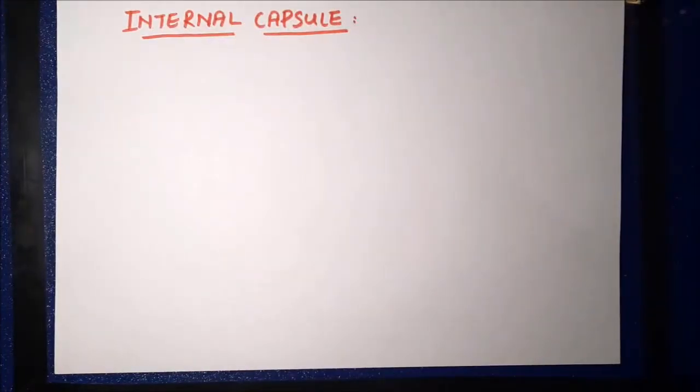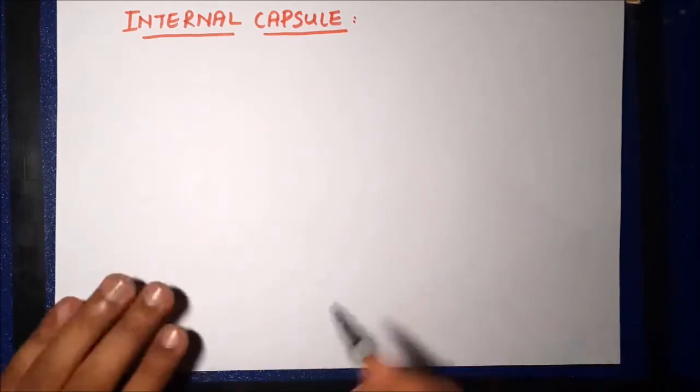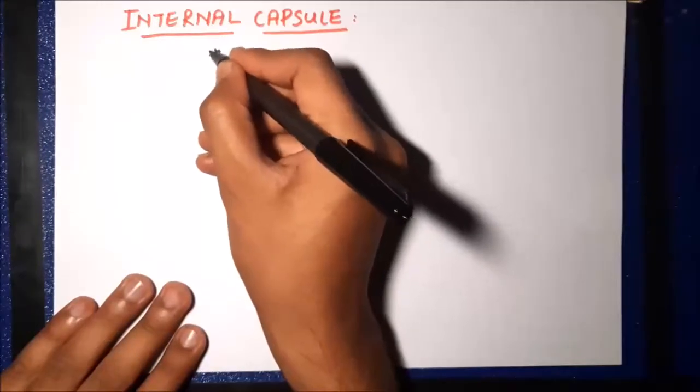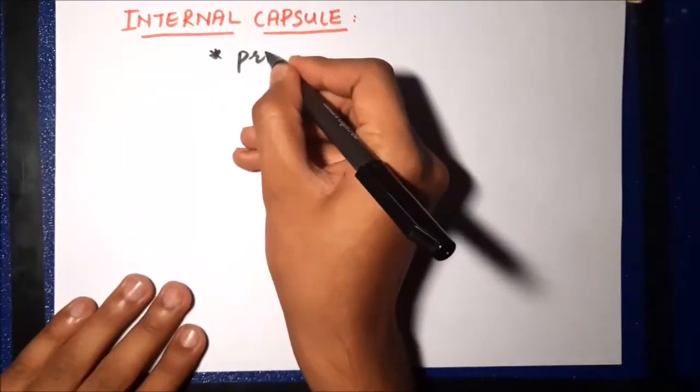In this section, we are going to discuss the anatomy of internal capsule: that's the location of internal capsule, parts of internal capsule, fibers passing through internal capsule, and blood supply.